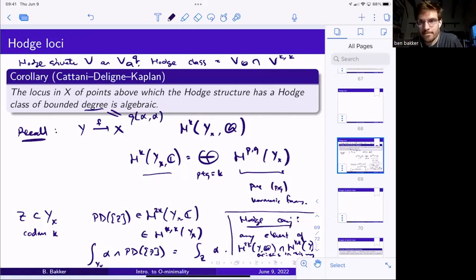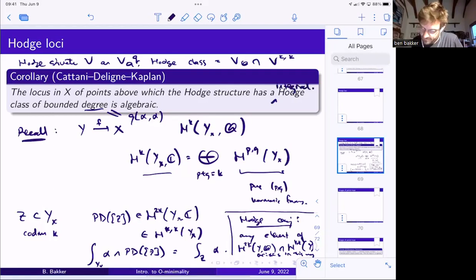Sorry, shouldn't that be over the integers if you want to bound the degree? Yes, that's a good point. So this has an integral Hodge class. Integral. Yes, right. So these are the rational Hodge classes, and if you have an integral structure, you can look at the ones that are actually integral. And here I want to look at the integral ones. Yes, thank you. Okay, great.